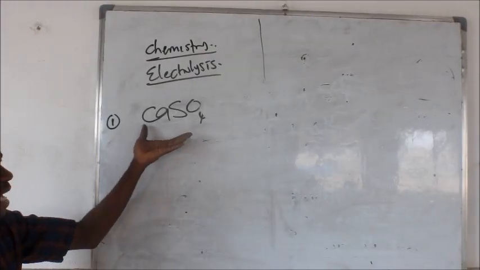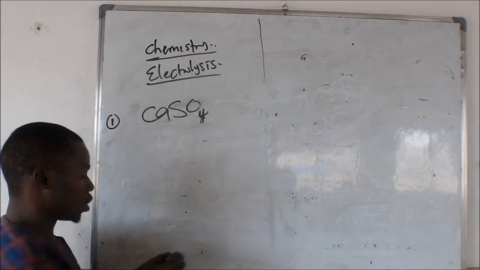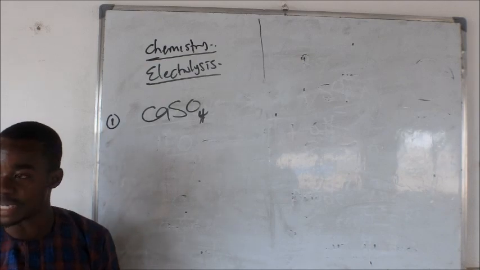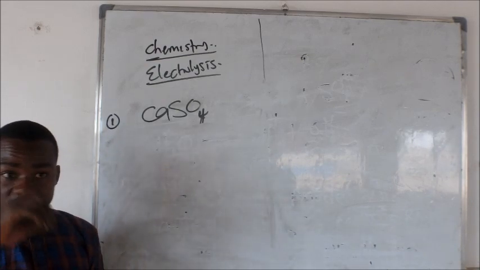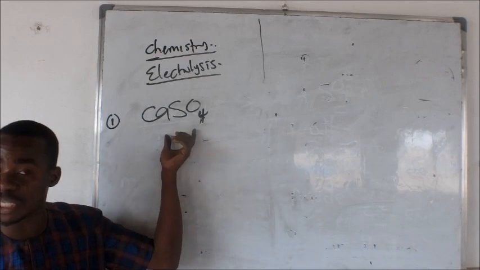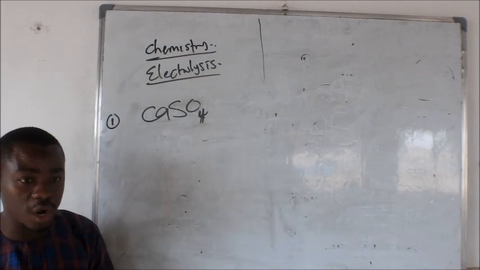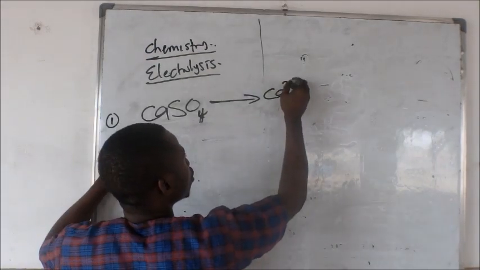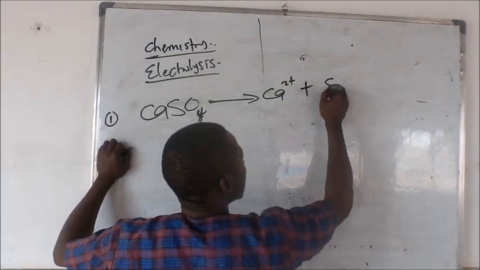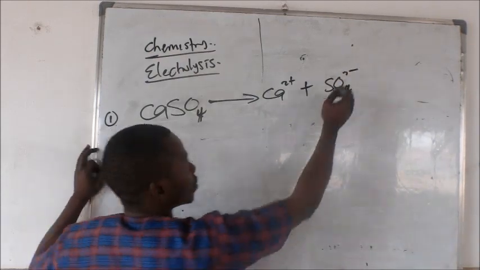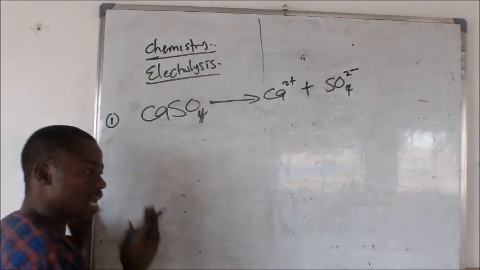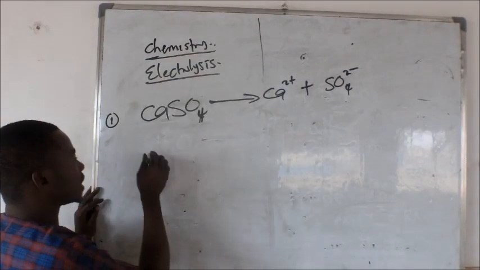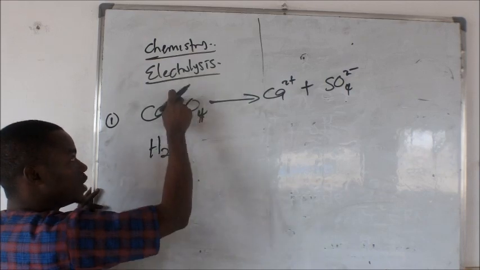Now, let's do the electrolysis of calcium sulfate. When it is undergoing electrolysis, this calcium sulfate, which is an electrolyte, will break down into calcium 2 plus and SO4 2 minus. But understand that the electrolyte is usually in molten form, so there is the presence of water in the electrolyte.